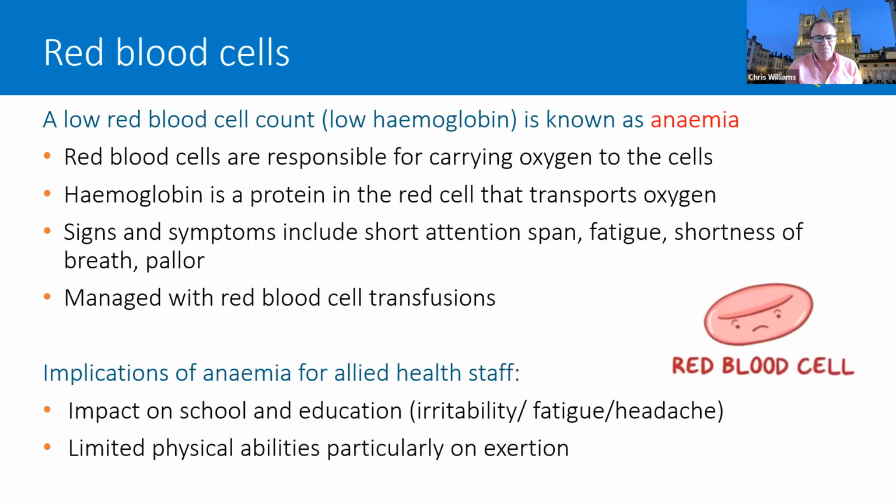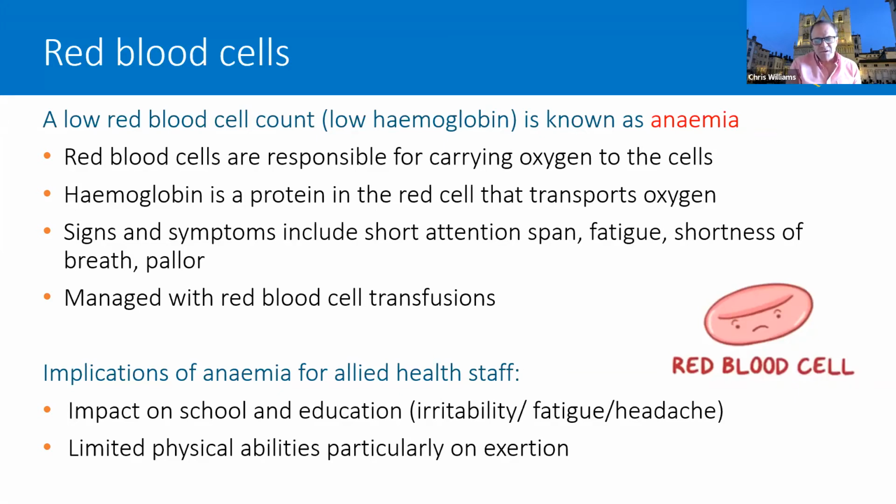Signs and symptoms of anemia include things like short attention span, fatigue, shortness of breath, and pallor, so pallor is the reduced colour in their face, in their mouth, in their mucosa, in their nail beds. And it's managed with red cell transfusions, again, in an outpatient or inpatient setting.